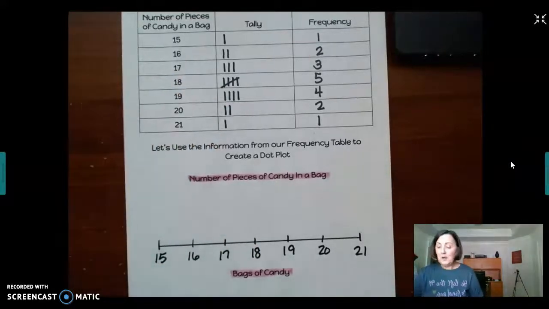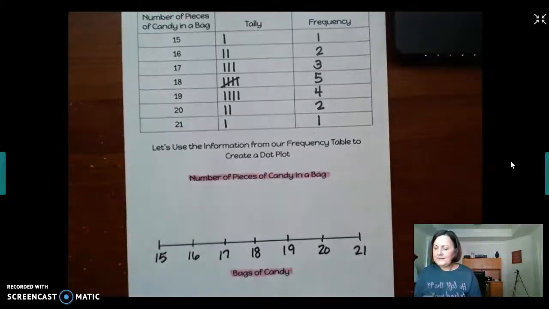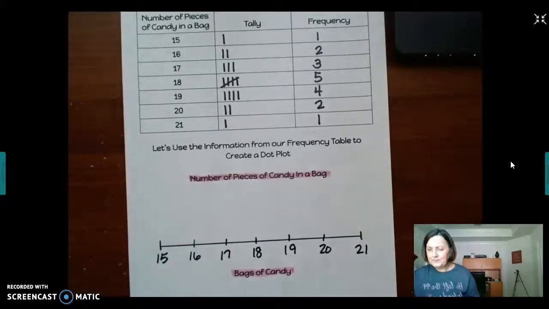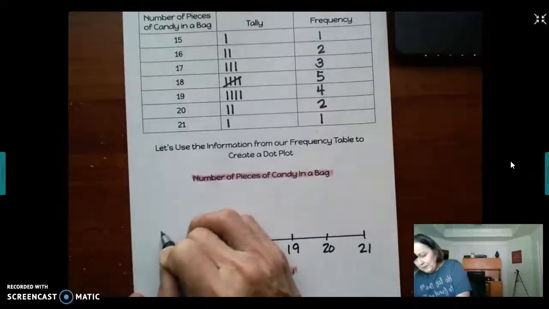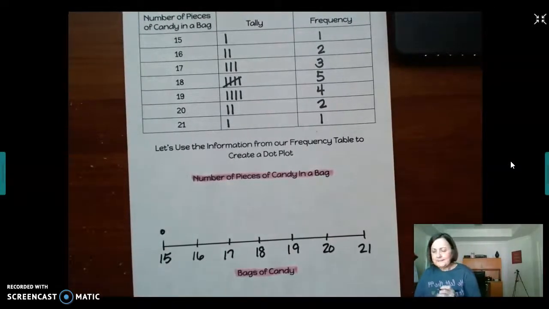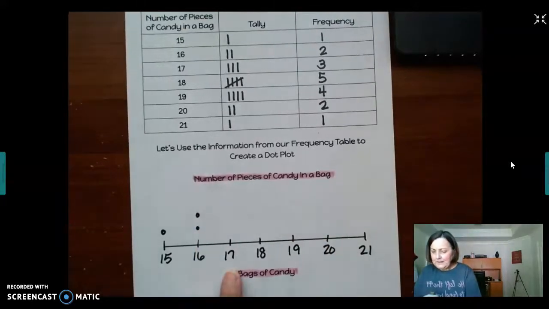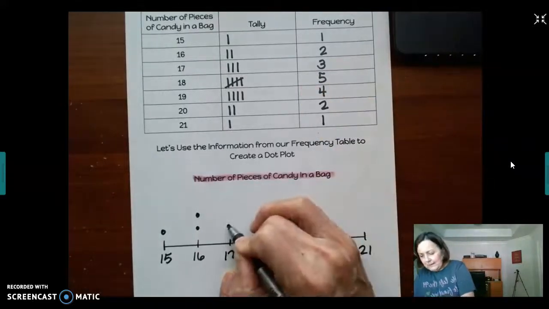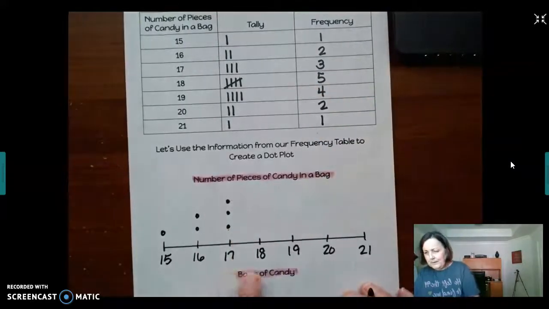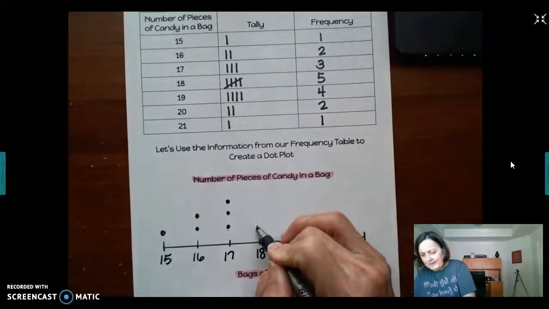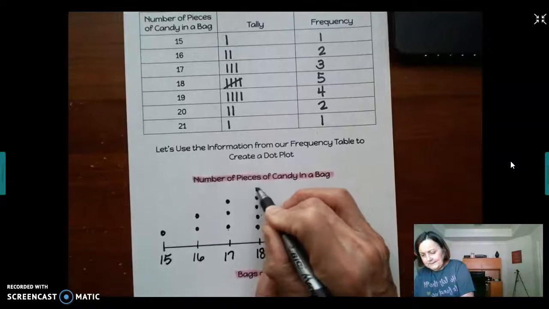So now, dot plots you can use, of course, dots or circles. Some people use X's, so you'll see them in many different ways. But today we're just going to do circles. So, how often did a bag of candy have 15 pieces? One time. So, we are going to put one circle. 16, there were 2 bags that had 16 pieces of candy. How many had 17? We can look up here and we need 3. How many had 18? There were 5 bags with 18 pieces of candy.